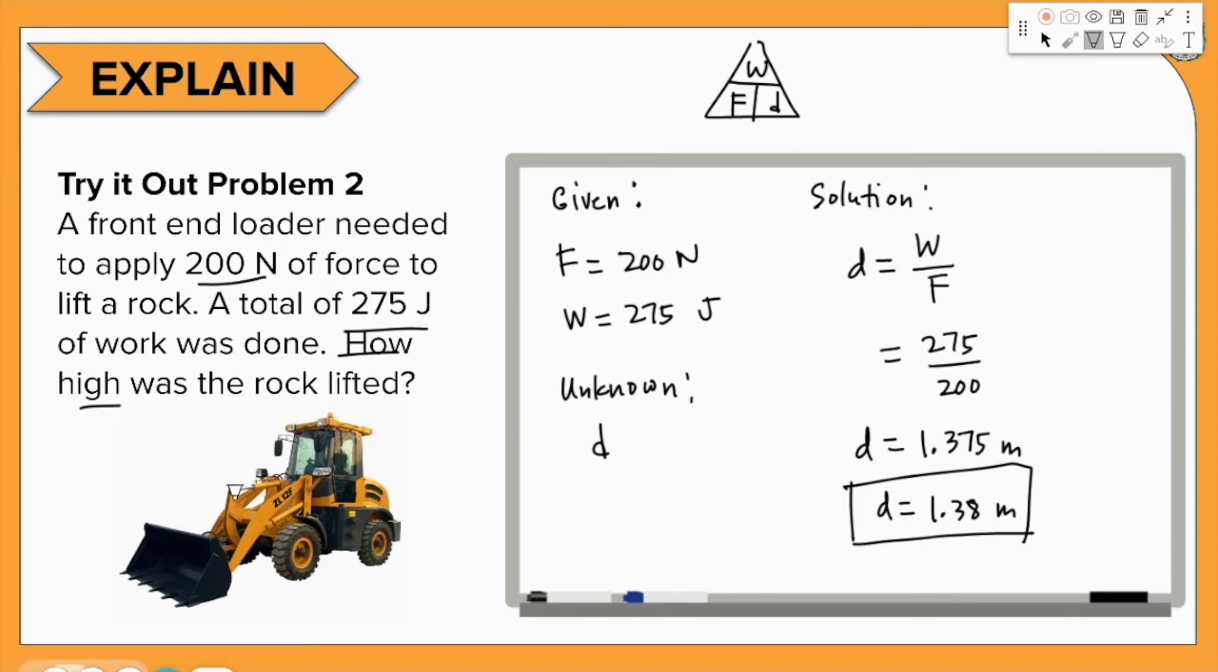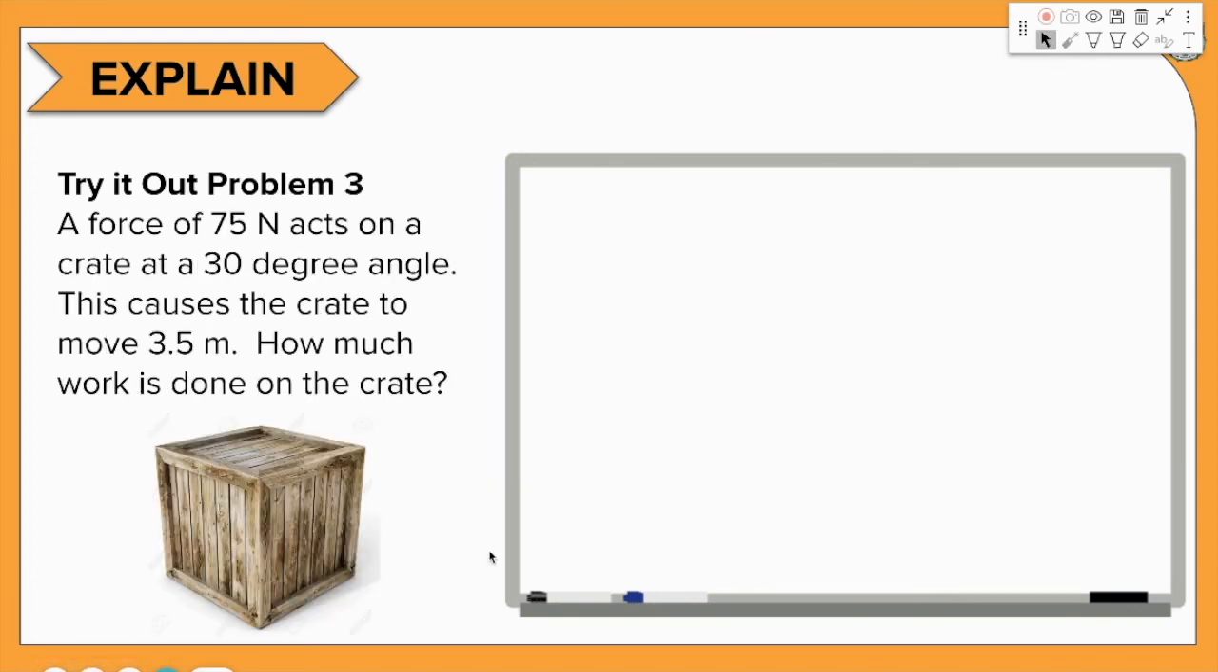All right. Let's now go to the final try it out problem. In this case, you have a force of 75 newtons acting on a crate at a 30-degree angle. So this is similar to the sample problem that we worked on a while ago. This causes the crate to move 3.5 meters. So how much work is done on the crate?